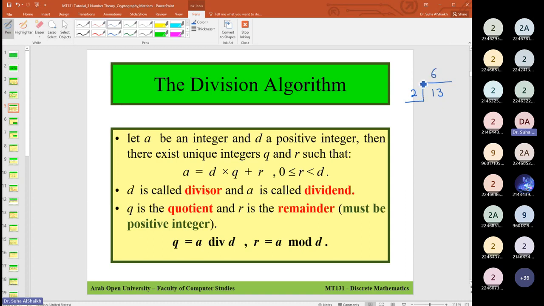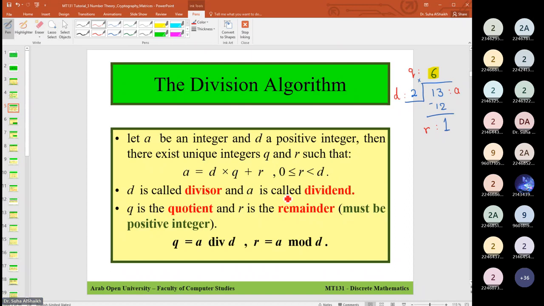If I multiply 6 by 2, this equals 12, and the remainder is 1. So this we call the division algorithm. This 6, which is the result, we call the quotient Q. This 1, which is the remainder, we call the remainder. The number that I'm dividing is what I'm calling A, which is the dividend, and the 2 is the divisor.